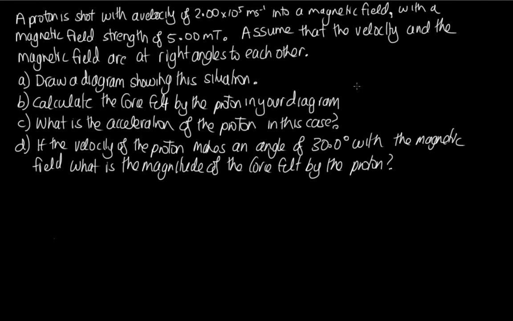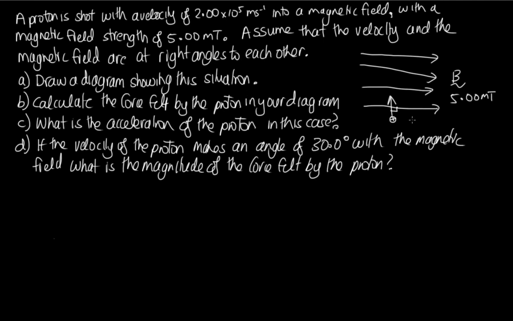Okay, so for part A, let's draw the diagram over here. So we have a magnetic field. These lines should all be parallel to each other and straight, but that's our magnetic field. It's got a field strength of 5.00 milliteslas, and then we're shooting in a proton, so that's a positive charge up here, so that's an angle of 90 degrees. So this shows the velocity v.